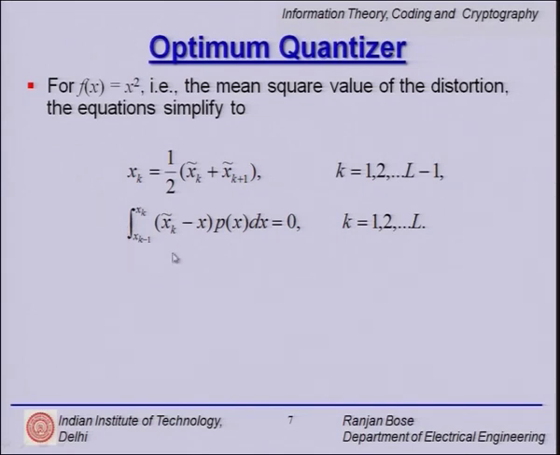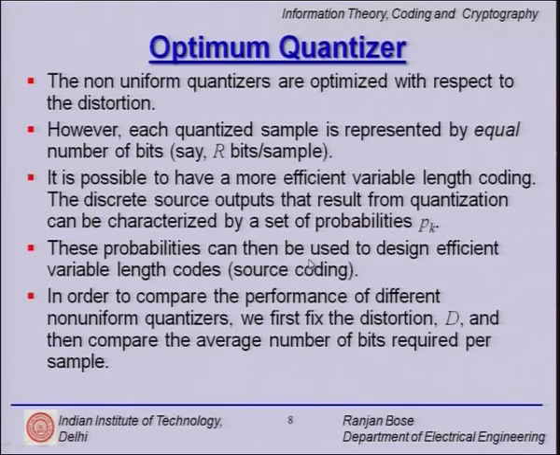And we have this condition that the integration of (xk tilde minus x) p(x) dx over one interval is equal to 0. So, this is just an example of how you solve it, but the question is now how do we fit in source coding here. These non-uniform quantizers are optimized with respect to distortion, that is what we have done. We have defined a distortion measure and we have optimized according to that.